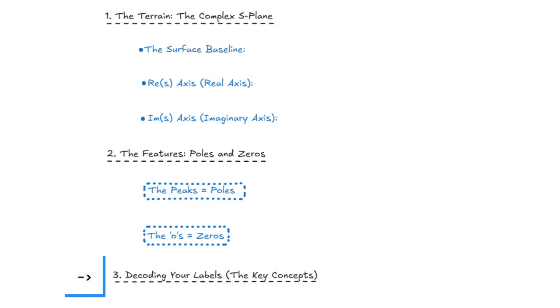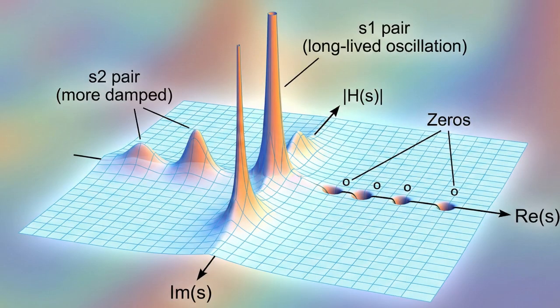3. Decoding your labels: the key concepts. The labels perfectly capture the relationship between pole location and time domain behavior. Tall peak near s1: long-lived oscillation. Observation: these peaks are very tall and sharp. In the 2D plane, they would be located close to the imaginary vertical axis.